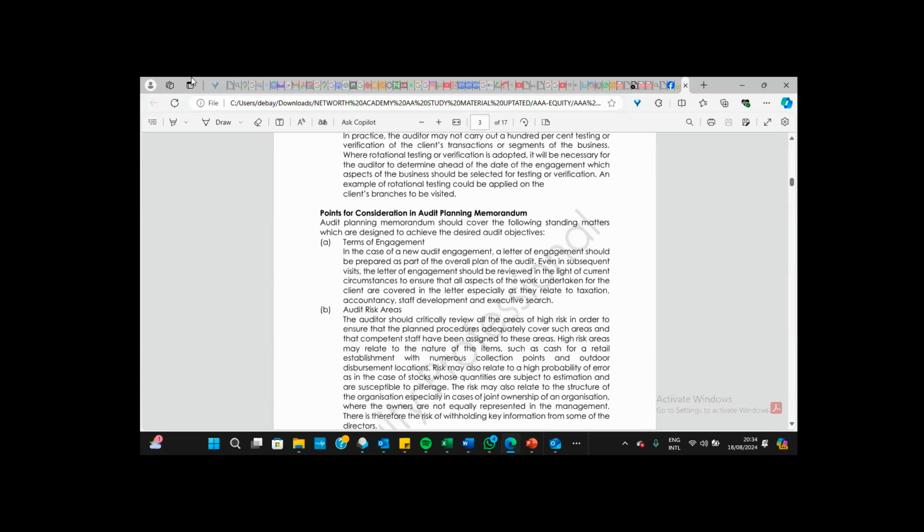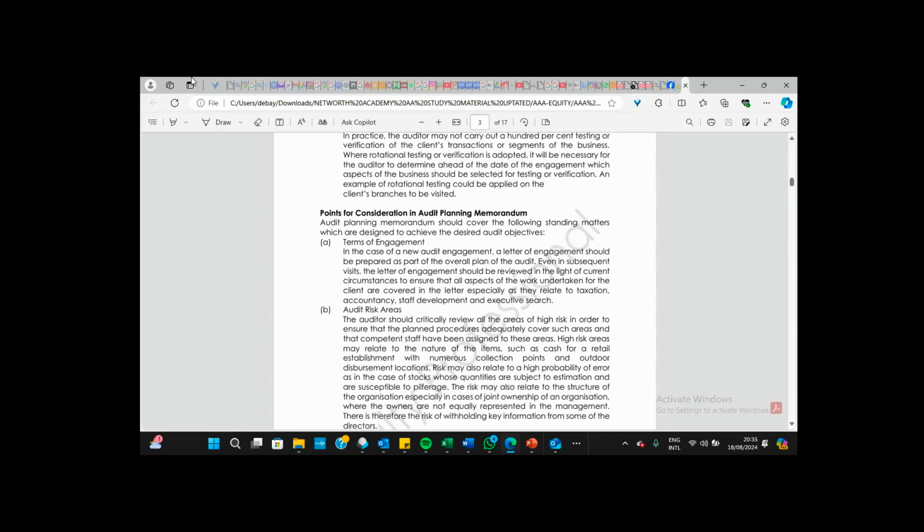So what does this document contain? This Audit Planning Memorandum, Audit Strategy Memorandum contains the planning activities that will be embarked upon during the audit engagement. It is a document that contains the planning activities that will be embarked upon during the audit engagement. We call it Audit Planning Memorandum.